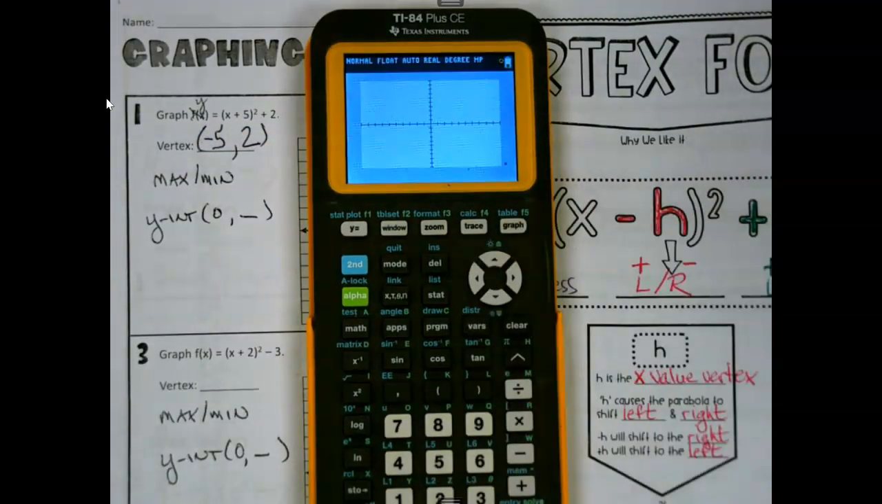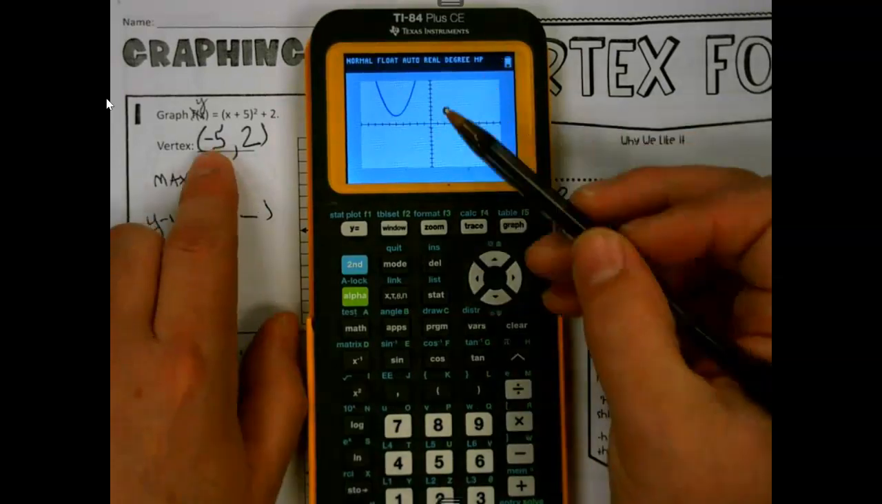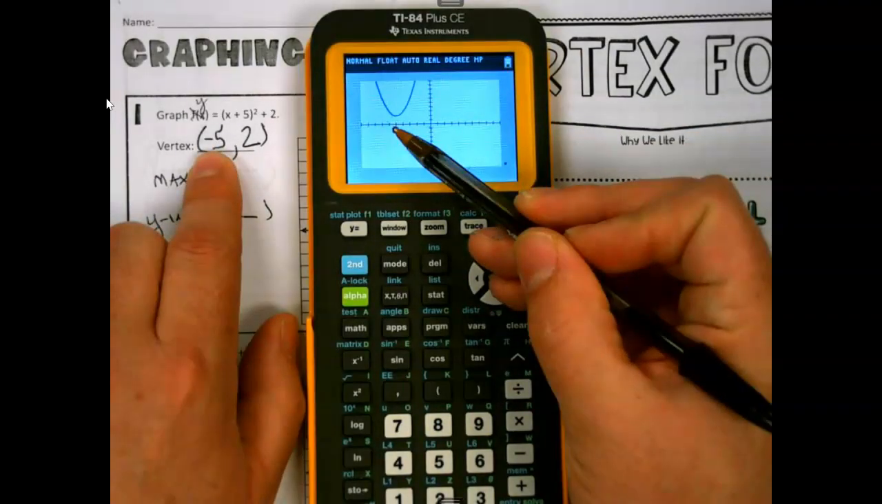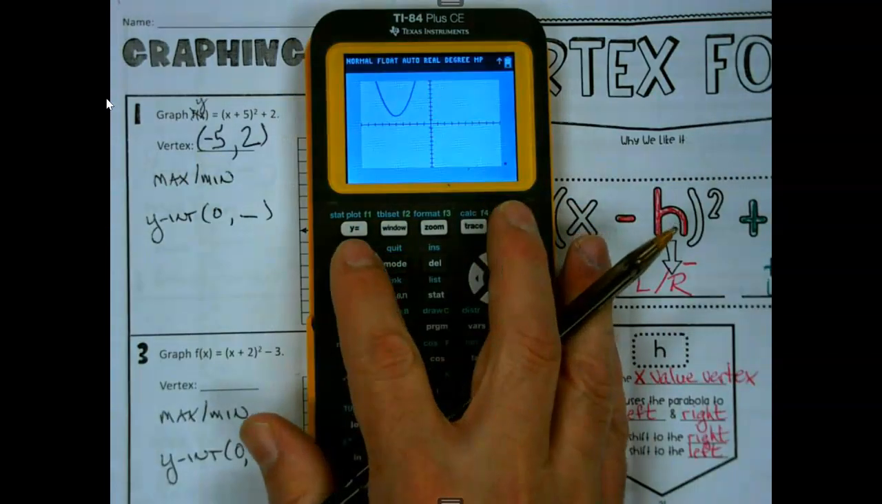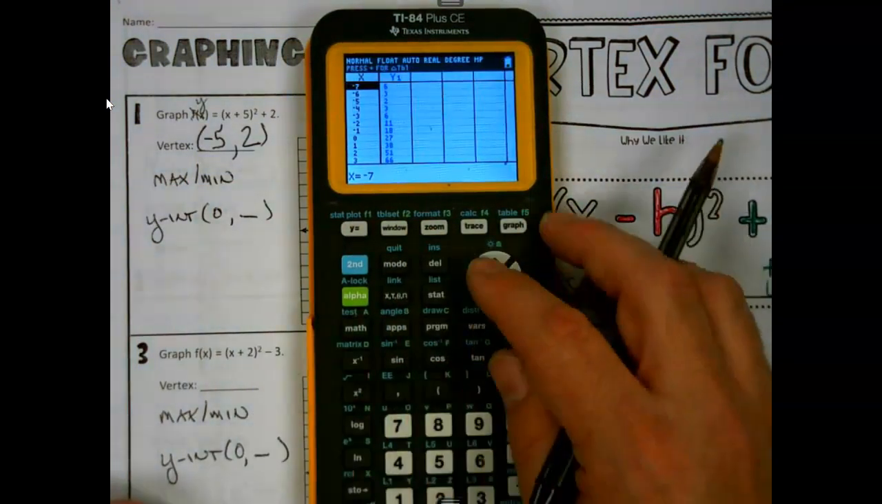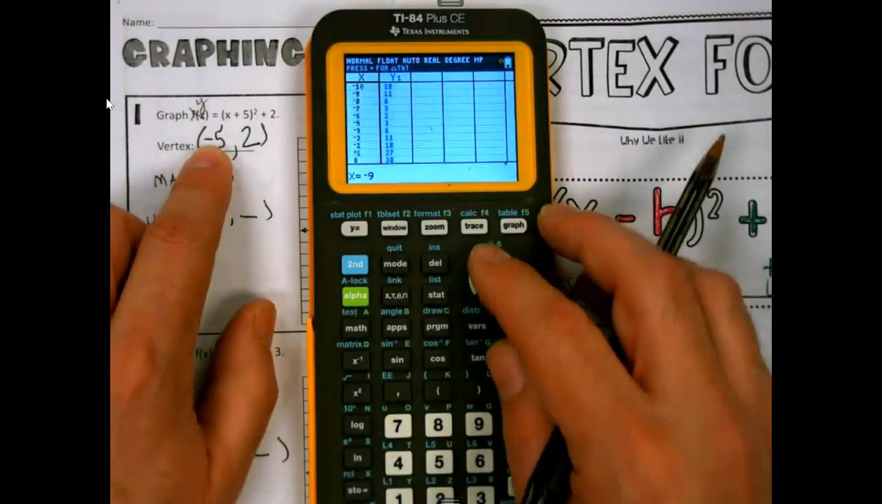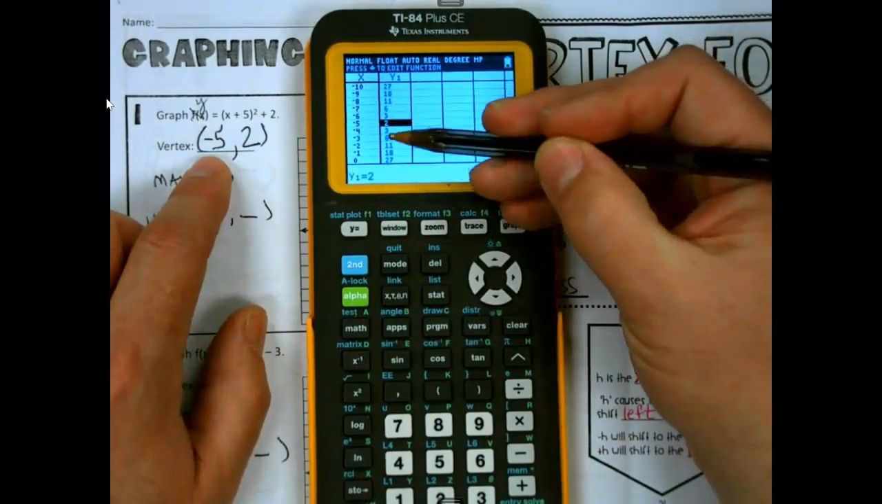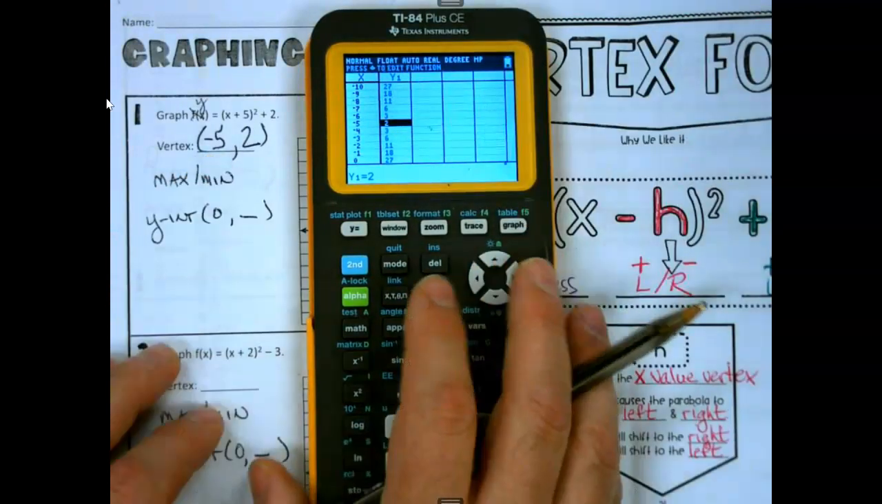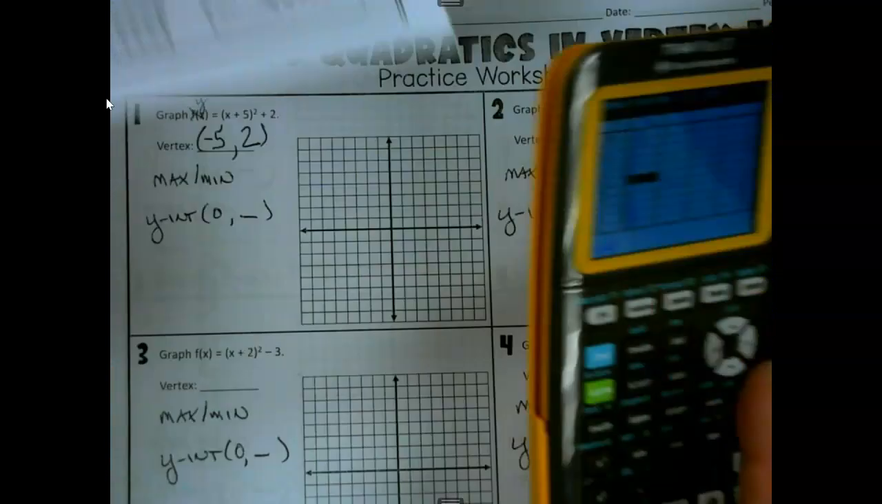I'm going to look at the graph first before I... So I notice I went left 5. I went up 2. I'm feeling good. So I should be able to go to -5, 2 and see my pairs around it. And I do. So let me move this for a sec here.